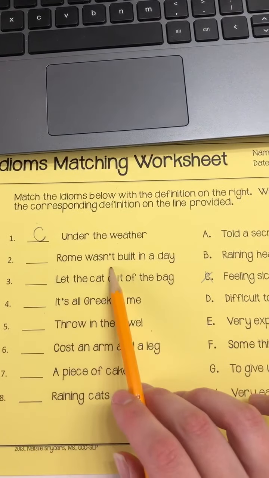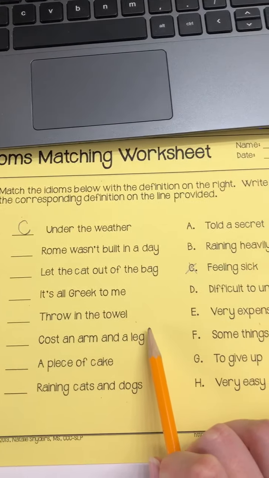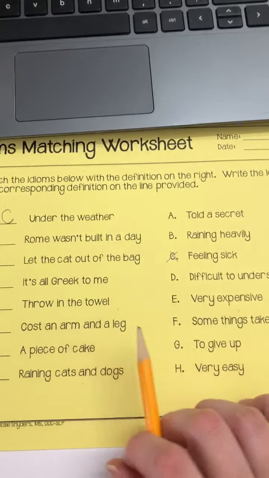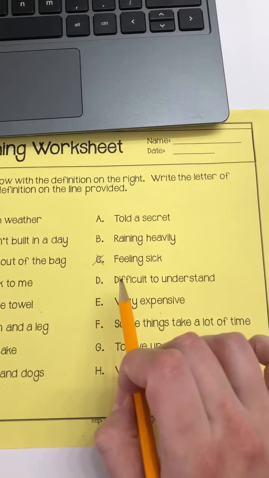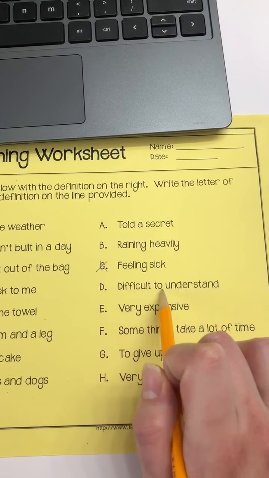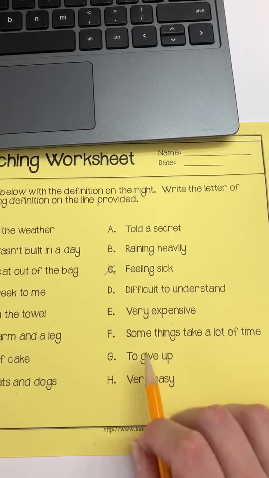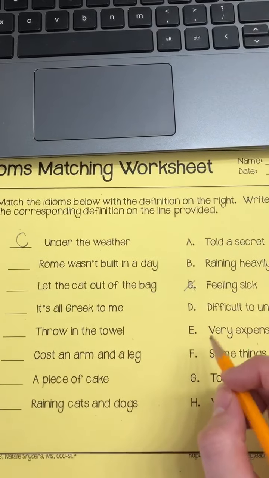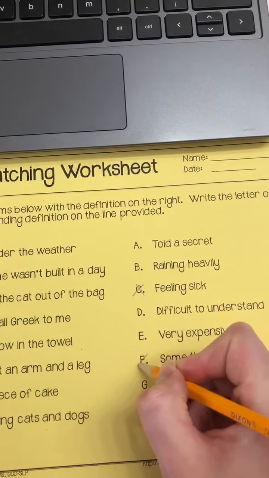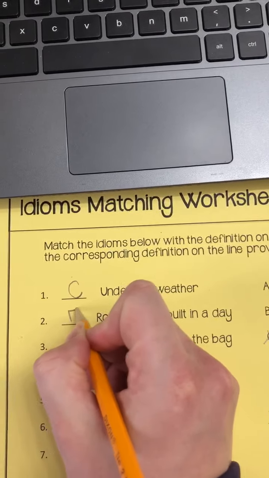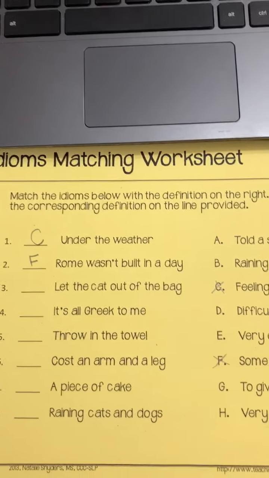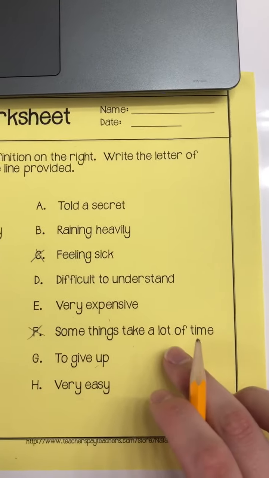Number 2, Rome wasn't built in a day. What does that mean? Rome wasn't built in a day. It means told a secret? Raining heavily? Difficult to understand? Very expensive? Some things take a lot of time? To give up or very easy? Well, Rome wasn't built in a day, meaning that it what? It took a lot of time. So let's write F for number 2. Meaning Rome wasn't built in a day. Don't feel like you have to get everything done in one day. Some things take a lot of time.